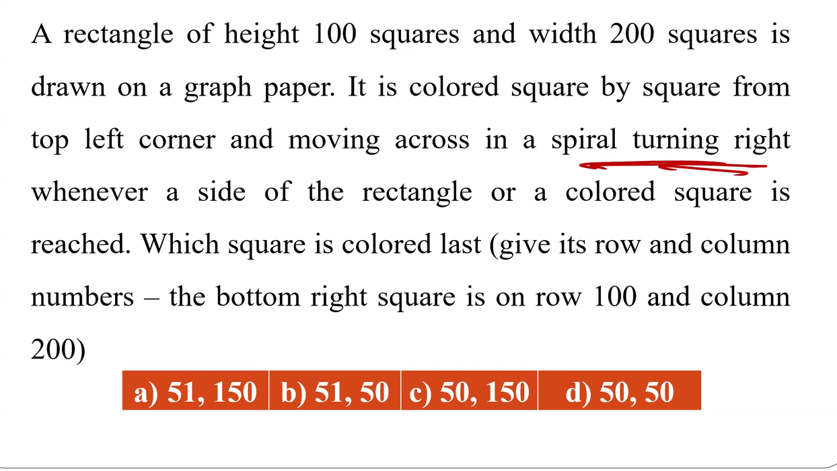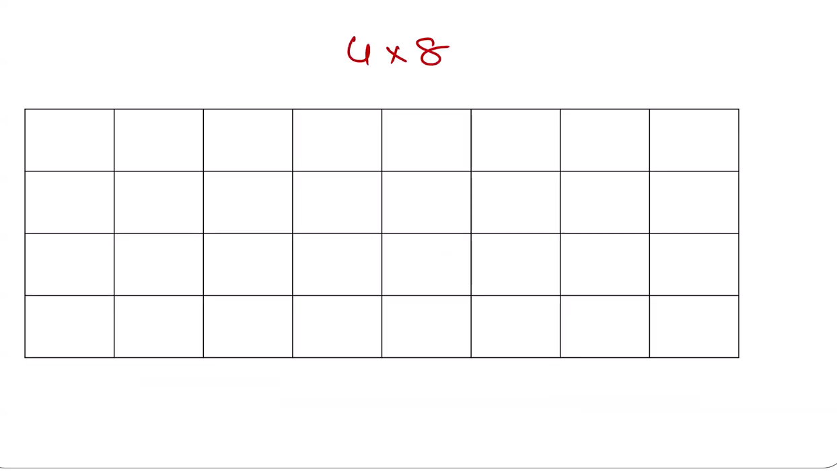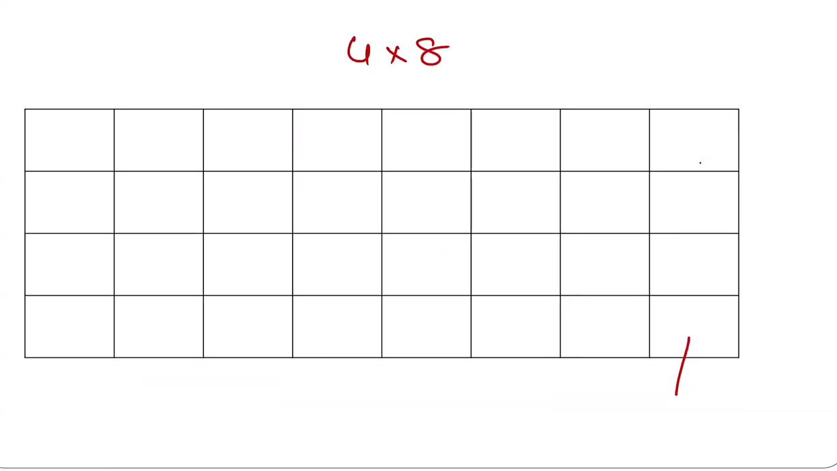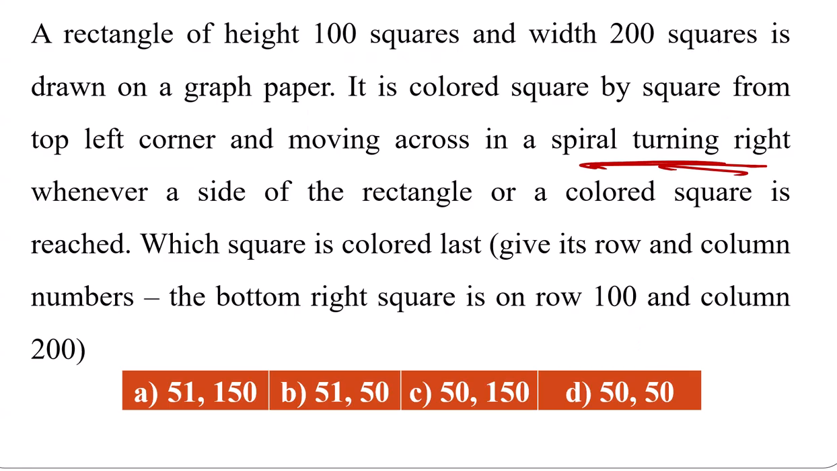Now finally what they're asking: which square is colored last? We have a lot of boxes, row-wise and column-wise. Which square is colored last? You need to give the number. First give the row and column. Row is related to the bottom right square, and they said the bottom right square is on row 100 and column 200. Bottom right is on row 100 and column 200. So fine, now you need to give the number of which one is colored last.